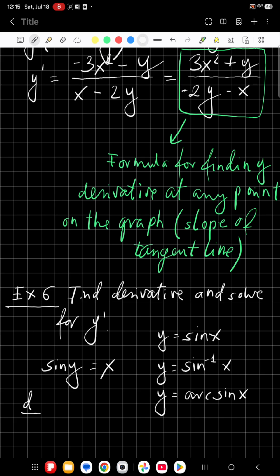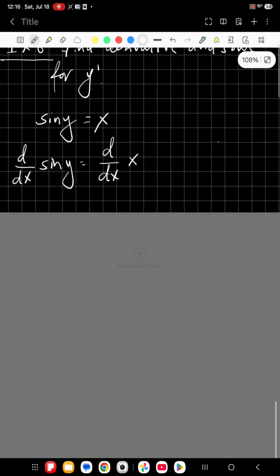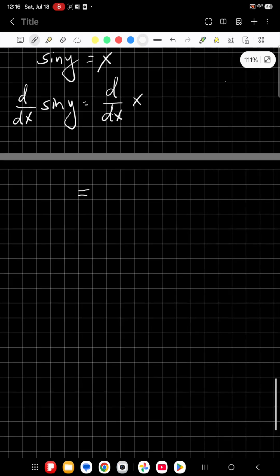So d/dx of sine of y on the left side, and on the right side, similarly, d/dx of x. The right side is easy. Let me write that right side first. The derivative of x is just 1.